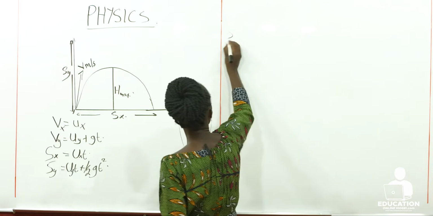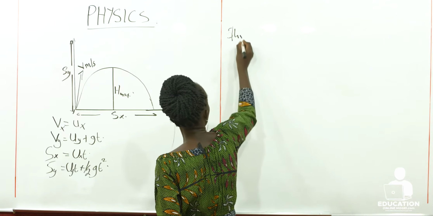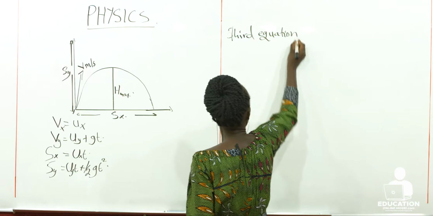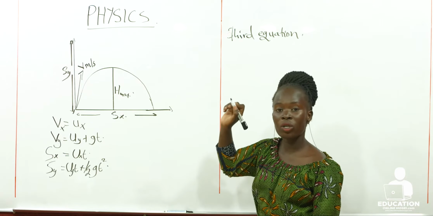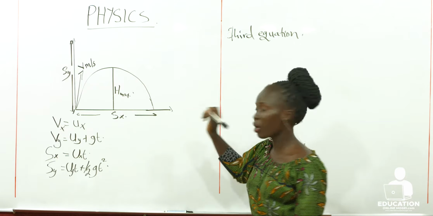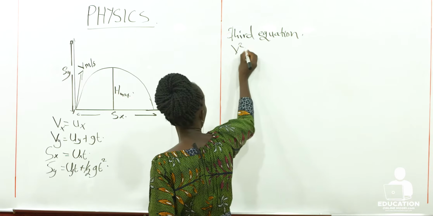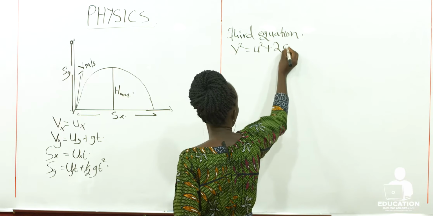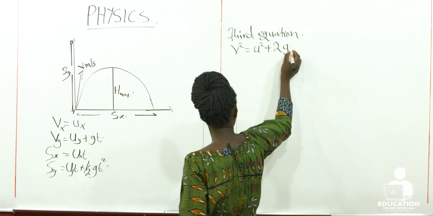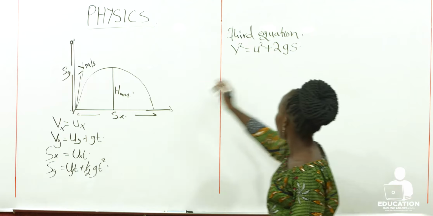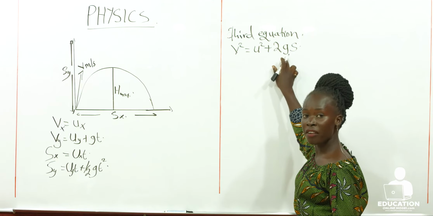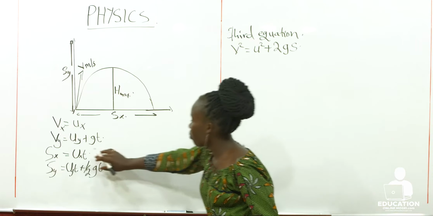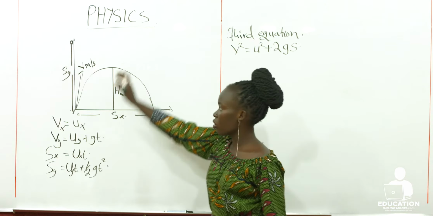With the third equation, what happens? We know that the third equation of motion for a linear body is V squared is equals to U squared plus 2AS, but this time it is projectile. It is moving under the action of gravity, so the A changes to G. What if it is now the vertical motion?